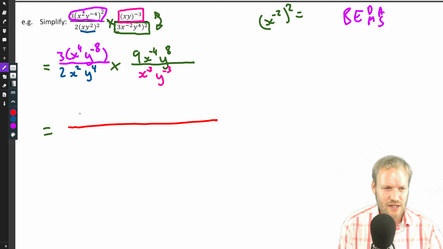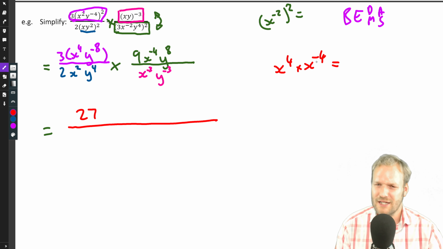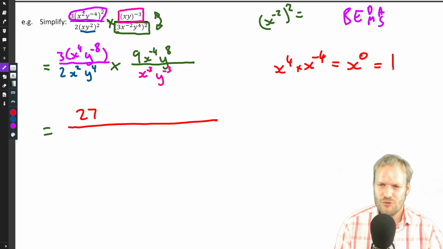So 3 times 9, 27. X to the 4 times x to the minus 4. Ooh, you see what it is? X to the 4 times x to the minus 4. Oh, well, that's fine. We add exponents, right? Base stays the same. X to the 0. But what is anything to the 0? Well, it's just 1. So 27 times 1. Okay, well, I don't need to write times 1. Y to the minus 8 times y to the 8. Wait, that looks like the same idea. So this multiplying numerators has actually probably saved us a step versus the other way.